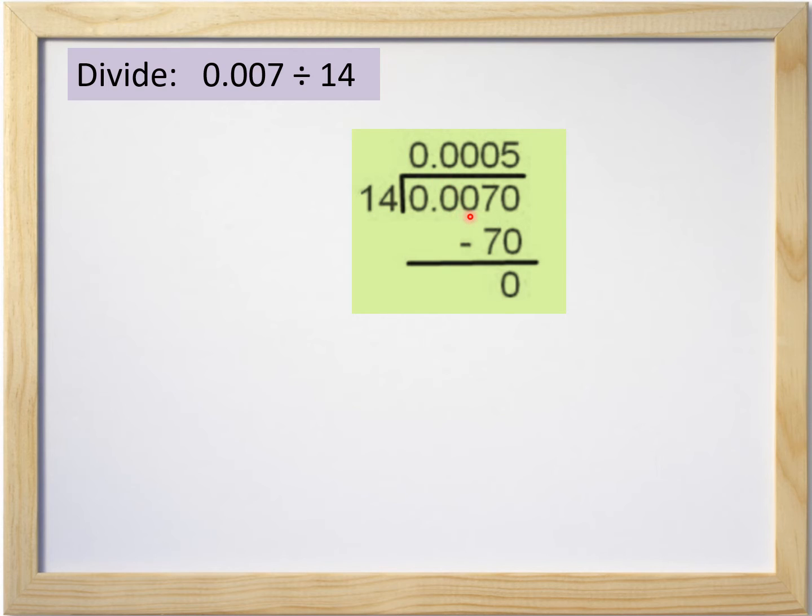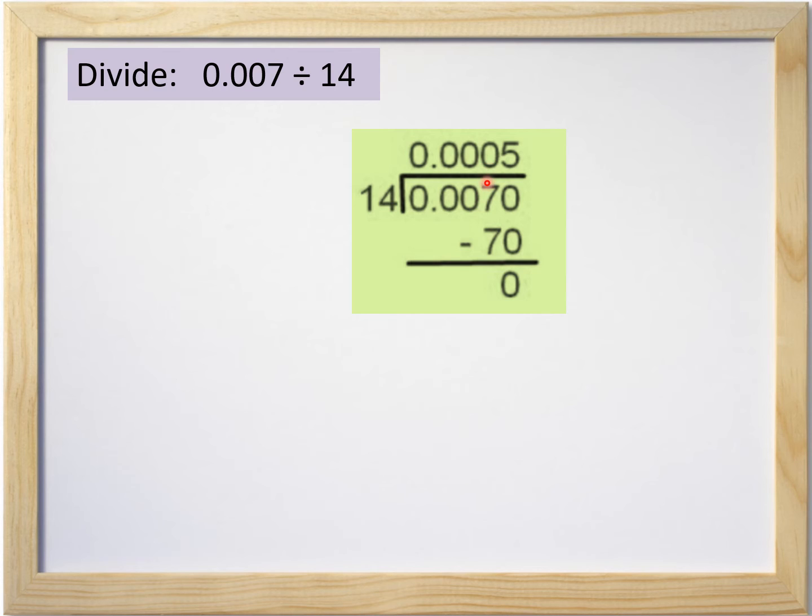Now, what is the third digit here? Again, the third digit is 0. So we cannot divide 0 by 14. So we are going to put 0 in the quotient. Now children, what is the fourth digit in the dividend? It is 7. But can we divide 7 by 14? No. So again we are going to put a 0 in the quotient.